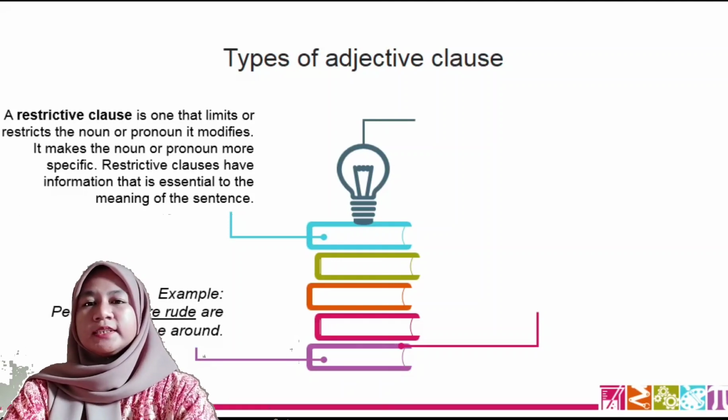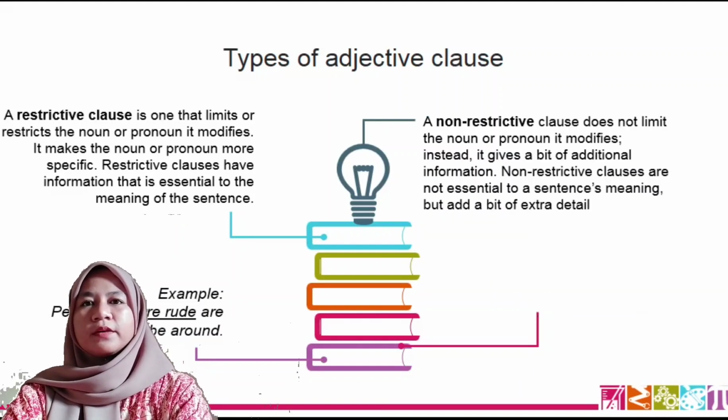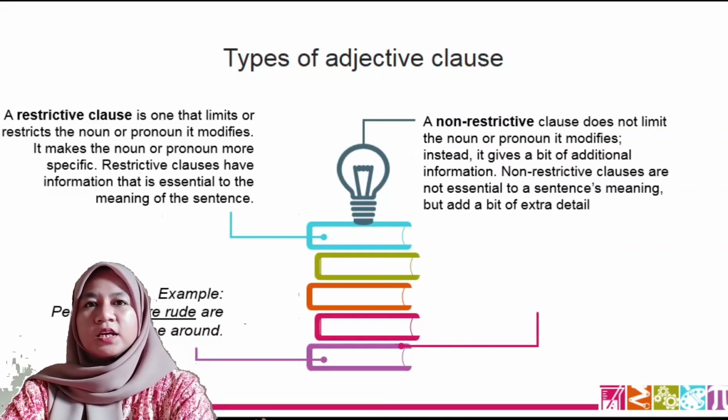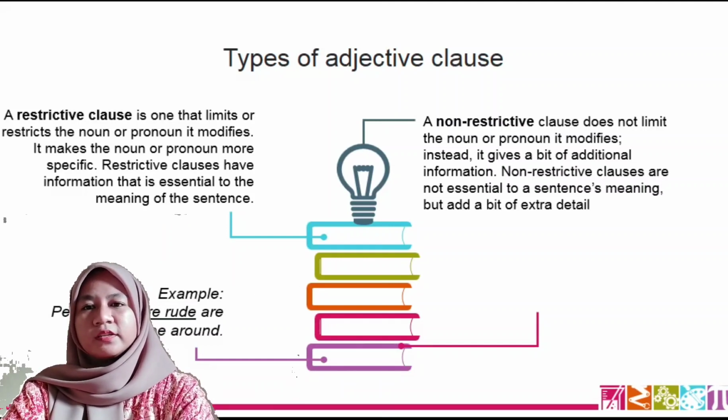The second one is a non-restrictive clause. A non-restrictive clause does not limit the noun or pronoun it modifies. Instead, it gives a bit of additional information. Non-restrictive clauses are not essential to a sentence's meaning, but add a bit of extra detail.